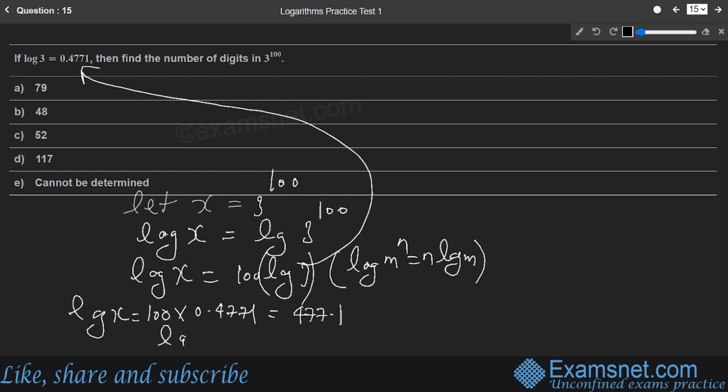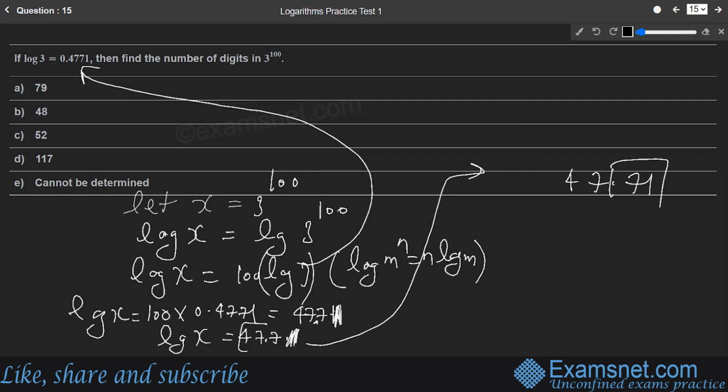So ultimately we are left with log of x equal to 477.1. Rather, 47.71, not 477.1, it's 47.71. Now this particular expression can be dealt with again. Log x has come out to be 47.71. What do we do next? We ignore the numbers after the decimal. We rather take the numbers just before the decimal.